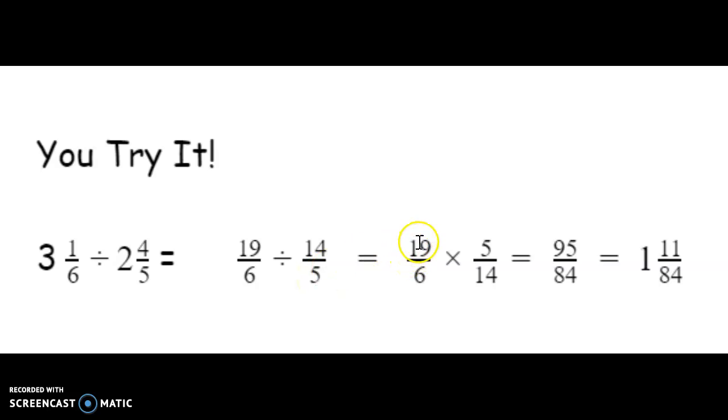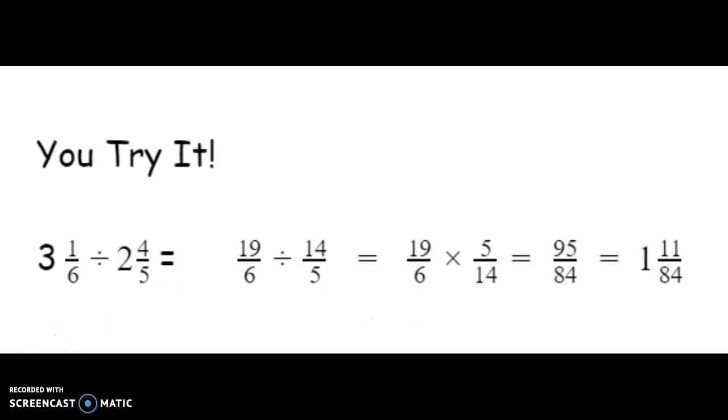Now we know that we just leave our first term the same. We turn our division symbol into a multiplication, and we take the reciprocal of the second term. The reciprocal of 14/5 is 5/14. We look to see if there's anything that we can cross cancel on both sides, and we see that there's not, so we just multiply across. 19 times 5 is 95. 6 times 14 is 84. We see that this is an improper fraction, and we know that we have to change it into a mixed number for our final answer. So that becomes 1 and 11/84.